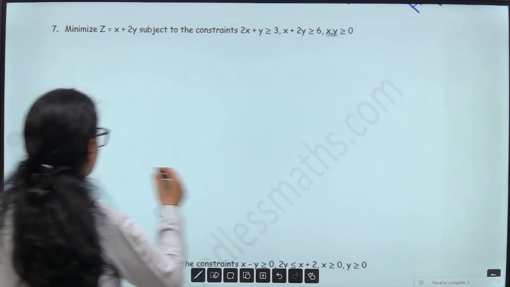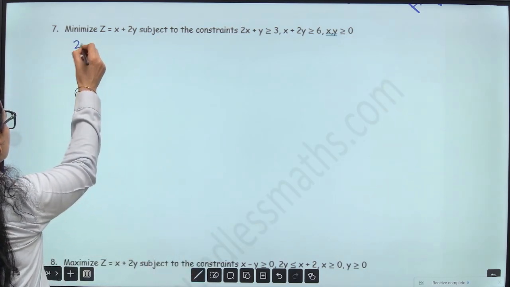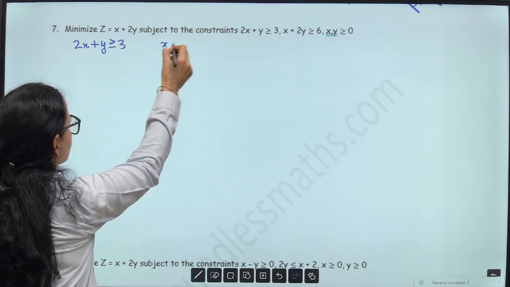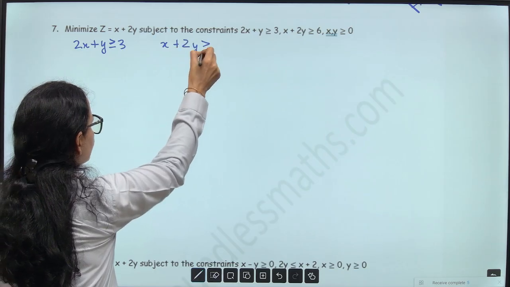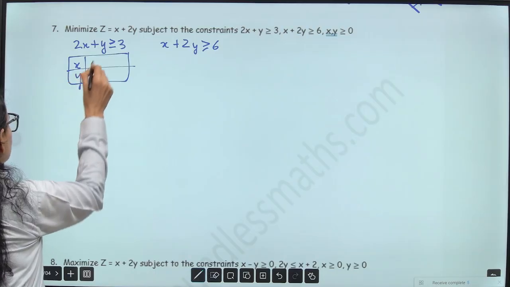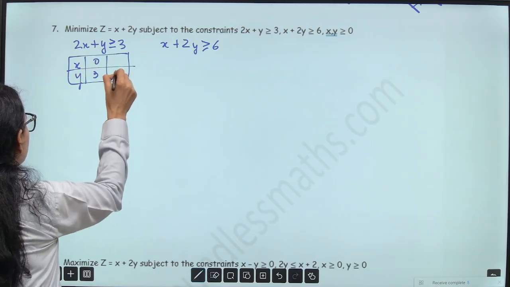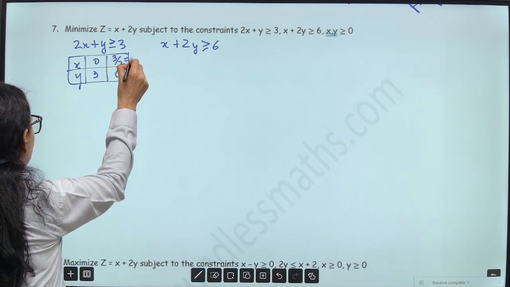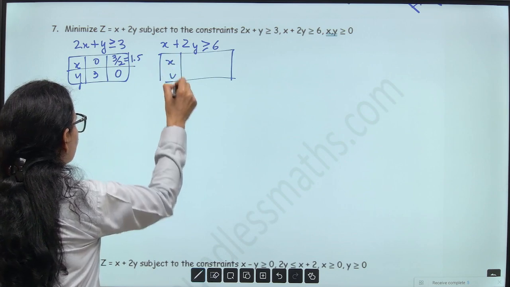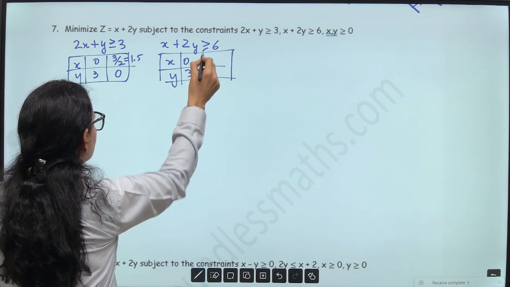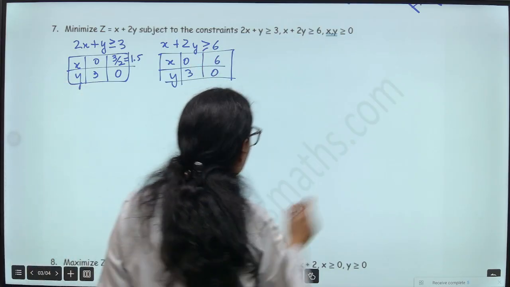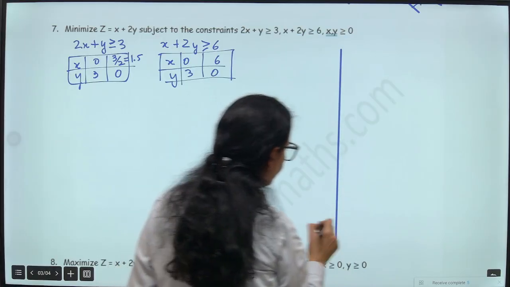So let's start with this. Here we have 2x plus y is greater than or equal to 3 and the other constraint is x plus 2y is greater than or equal to 6. Make the xy table for both the inequalities. When x is 0, y is 3. When y is 0, x is 3 by 2, which is 1.5. For the second inequality, when x is 0, y is 3 and when y is 0, x is 6. Now let's plot the graph for both these inequalities.